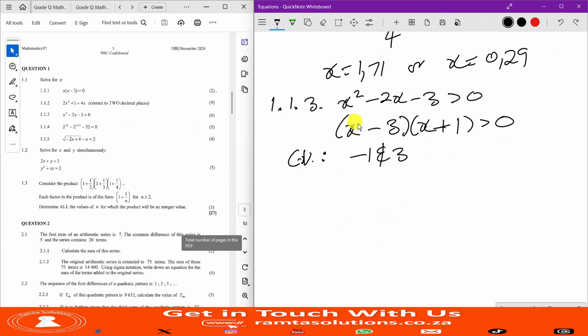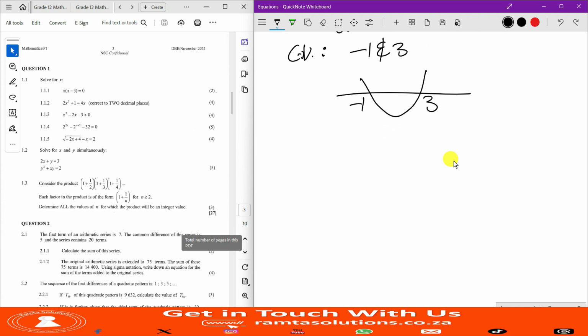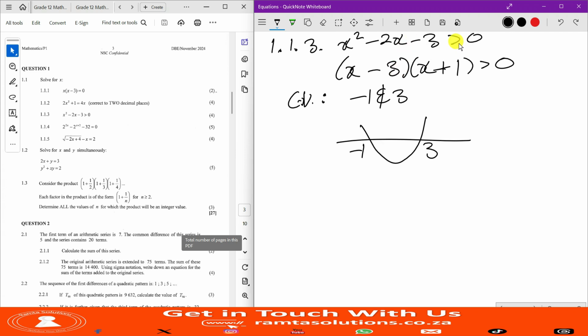So you can see this is a parabola that's smiling. I'm going to say the lowest is minus 1, the highest is 3, isn't it? All right, so what do we say here? The question was saying this is greater than 0. Greater than 0 means it must be above the x-axis. So this is when x is less than minus 1 or when x is greater than 3. Okay, great.